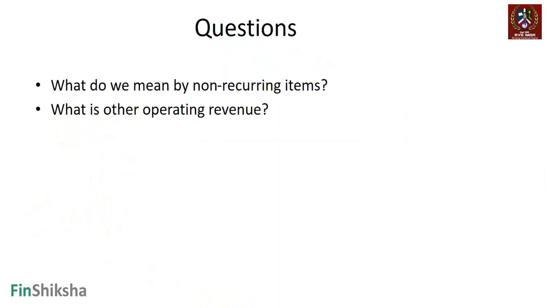Quick couple of questions as we come to the end of this particular section. What do we mean by non-recurring items, and what do we mean by other operating revenue? Give examples of these.